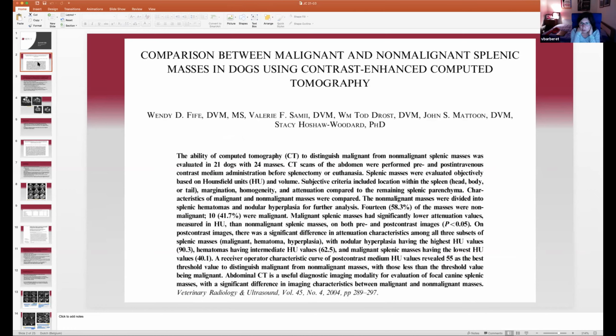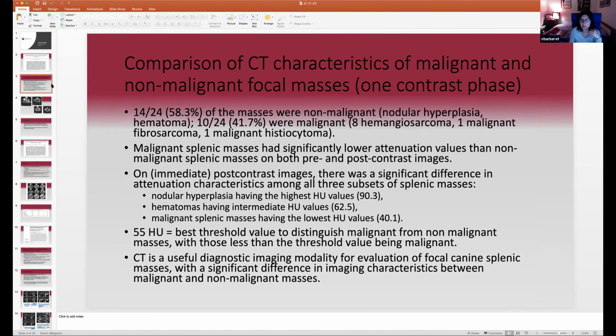So the first one on the spleen was one of the initial ones, so 2004 from the Vet Radiology and Ultrasound, looking at the comparison between malignant and non-malignant splenic masses using CT. So on that one, they used only one contrast phase, what they called immediate contrast phase.